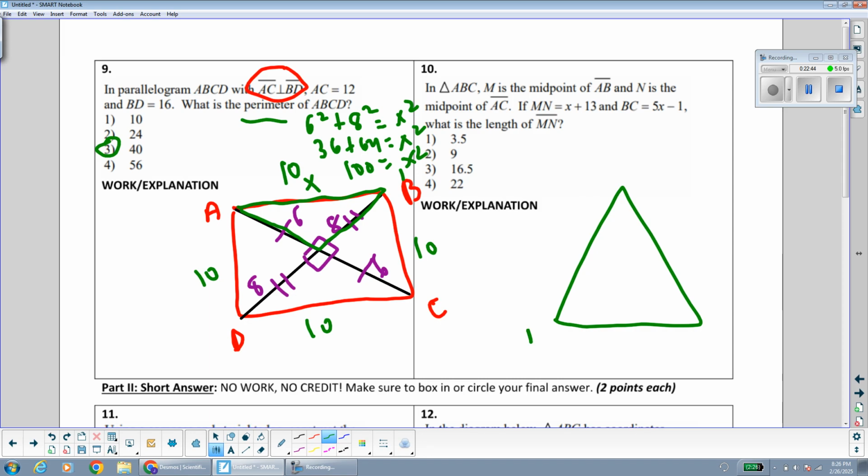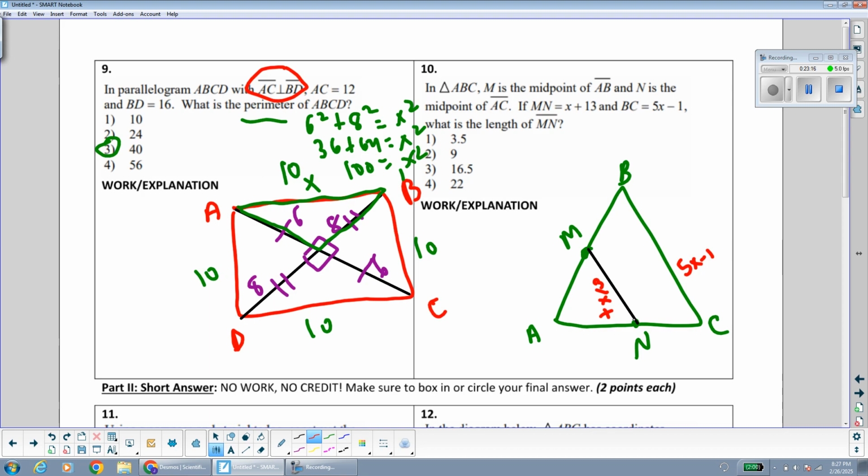In triangle ABC, M is the midpoint of AB, and N is the midpoint of AC. If MN, let me connect M and N. If MN is x plus 13, and BC is 5x minus 1, what is the length of MN?